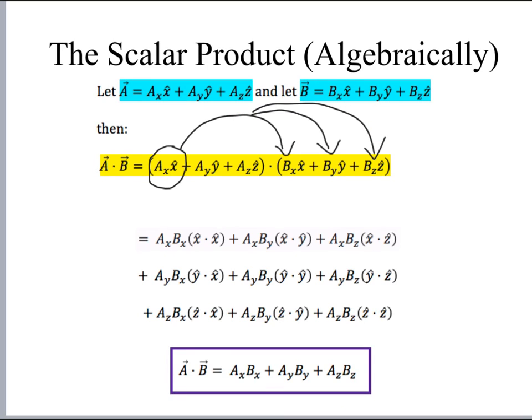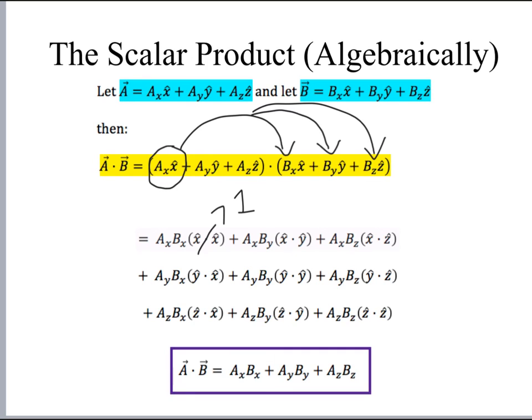And you can see that that's exactly what I did in this first line. I've got ax, bx, x hat dot x hat. So it's ax x hat dot bx x hat. I pull all the scalars out front. That gives me x hat dot x hat. And what is x hat dot x hat? If you remember, that is equal to 1. Any unit vector dotted into itself is 1.